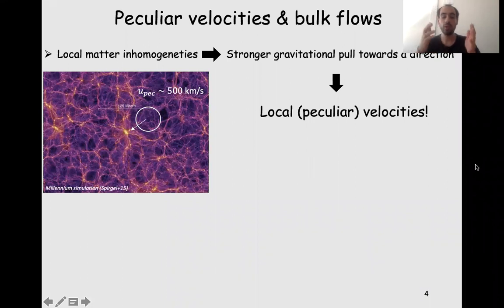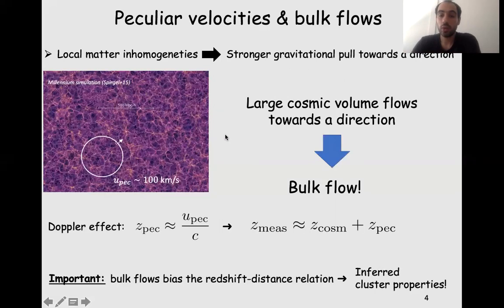If we zoom in towards the local scales of our universe, we see that the matter is not completely uniformly distributed. As a result, certain parts of the universe are drawn towards other parts, more massive ones, purely due to gravitational attraction. This creates some local motions of matter throughout the cosmos, which are characterized by their peculiar velocities. When such motions take place for large cosmic volumes, we call them bulk flows.